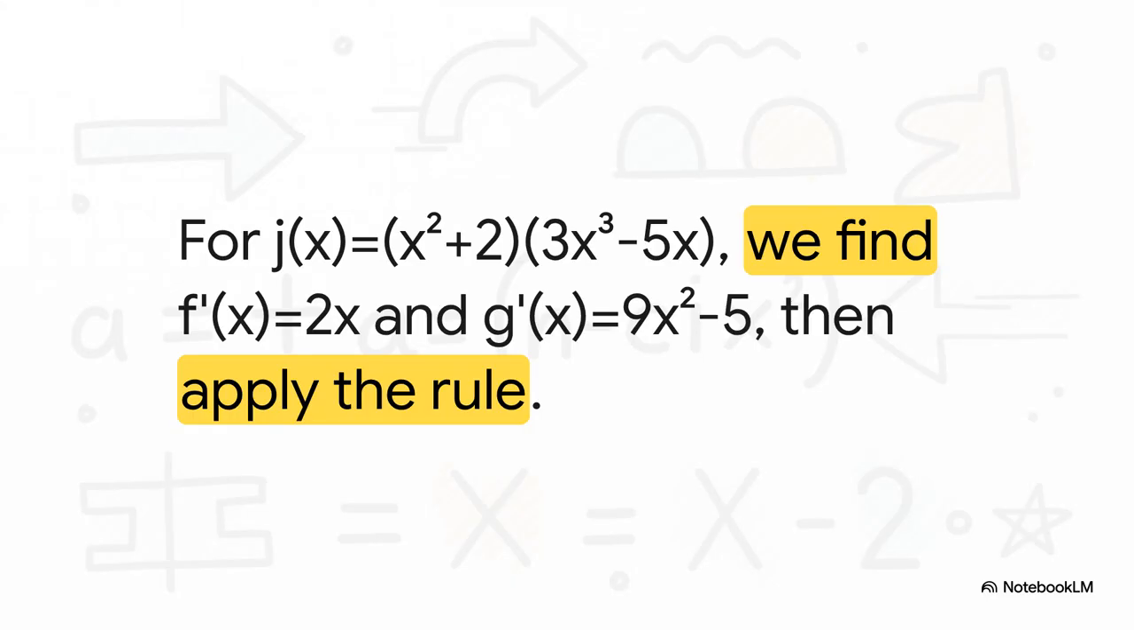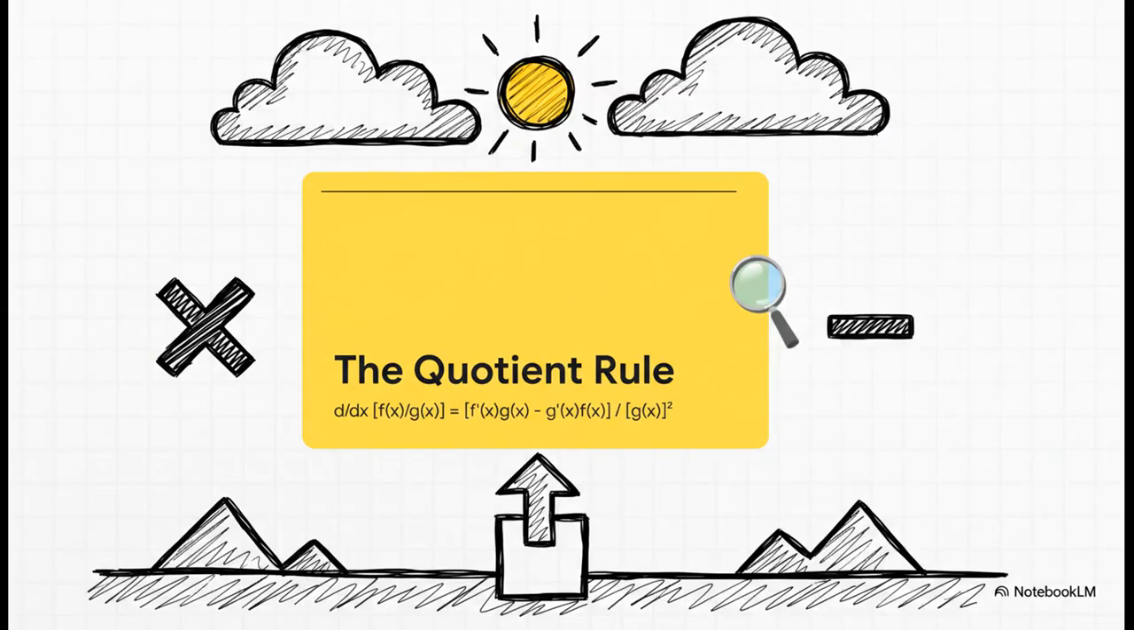First, we find the derivatives of our two pieces. The derivative of x squared plus 2 is just 2x. And the derivative of 3x cubed minus 5x is 9x squared minus 5. Then we just plug all those pieces into the product rule formula. Done.